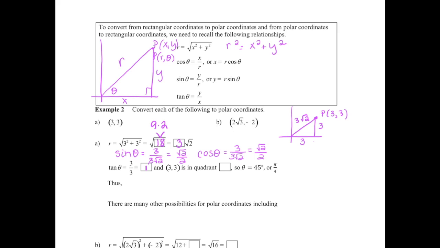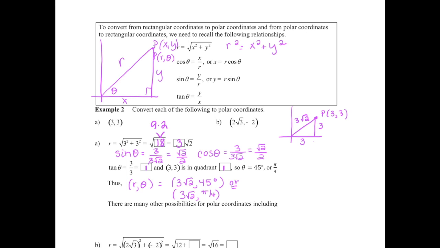We also know that 3, 3 is in quadrant 1. So theta must be 45 degrees or pi over 4, based on our location here. So thus, r theta, we know what r is, 3 square root 2, and we know our theta, which is 45 degrees, based on the type of triangle that we have. Or we could have 3 square root 2, pi over 4 if we were to leave it in radians.